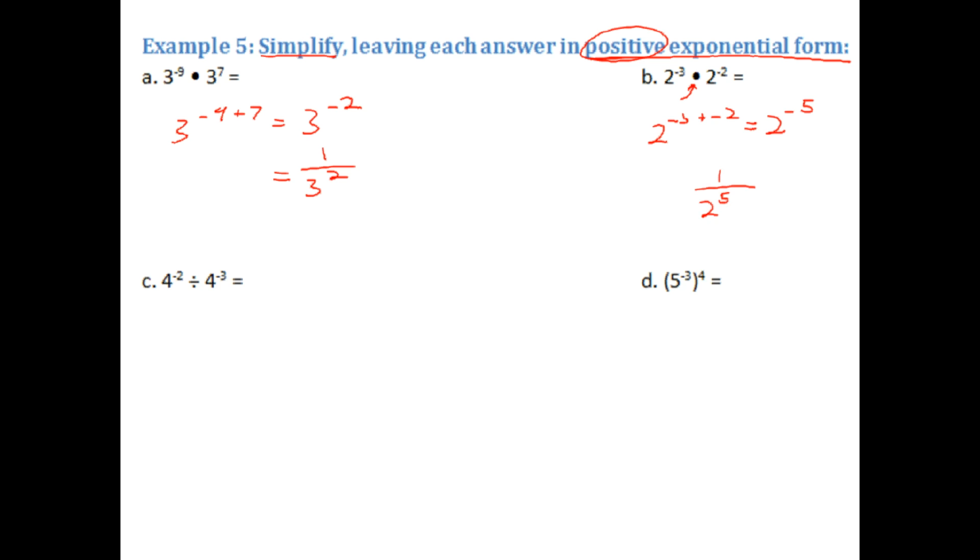Part C. This is division. So what do we do when we divide powers with the same base? Well, we can subtract. So this is 4 to the negative 2 minus negative 3. So be careful with the negatives. We know when we subtract a negative, that's the same as adding the opposite. So that's negative 2 plus 3. And so this is 4 to the first, which is just 4.